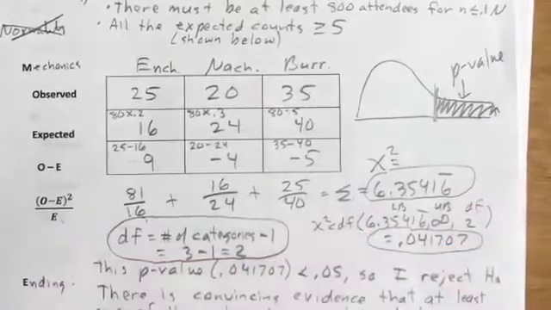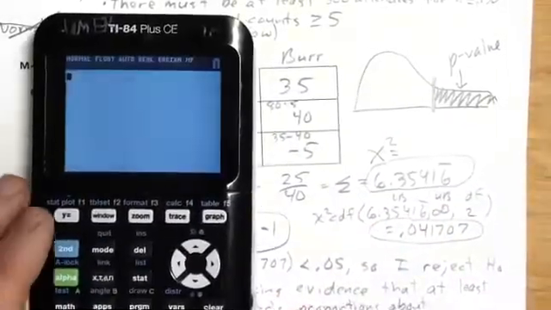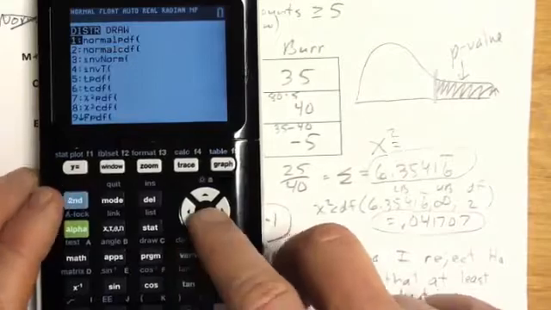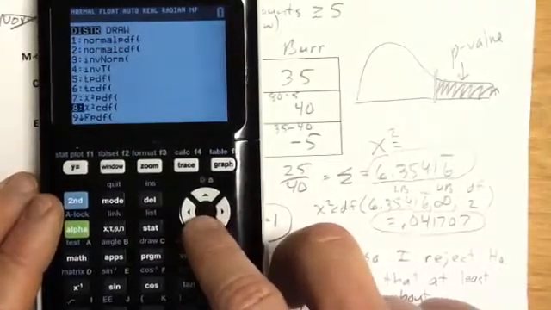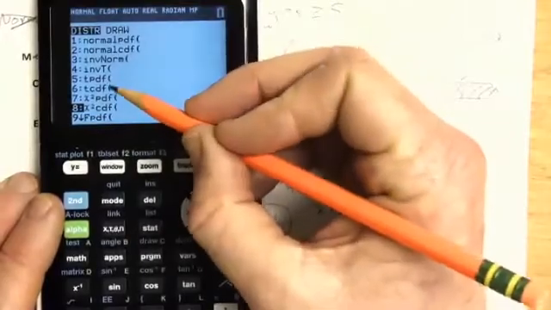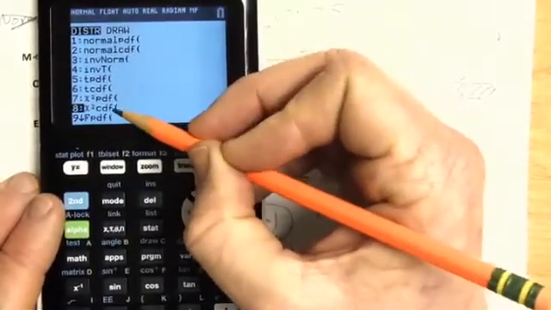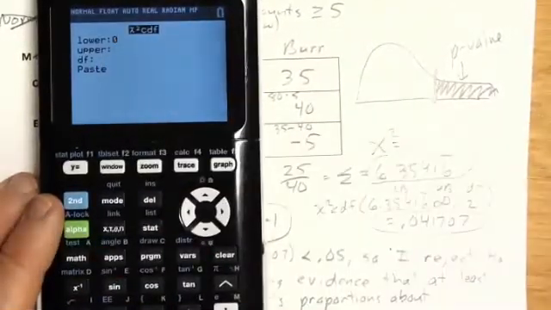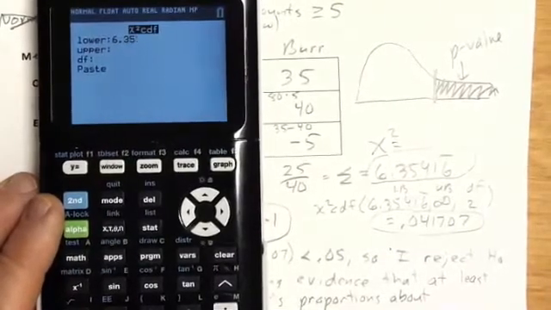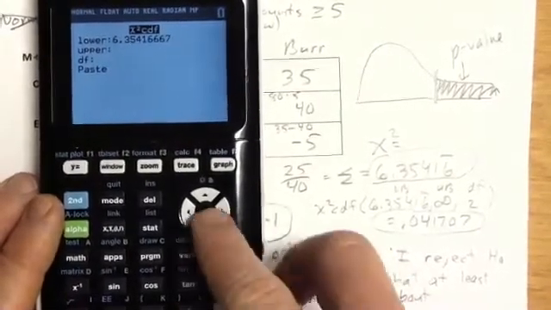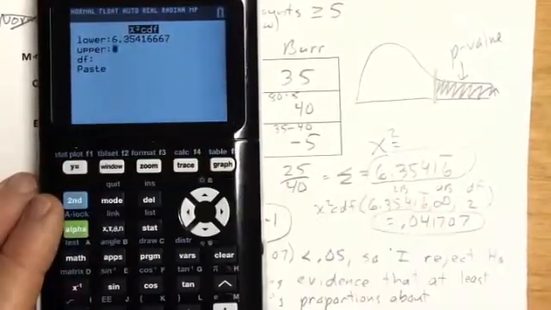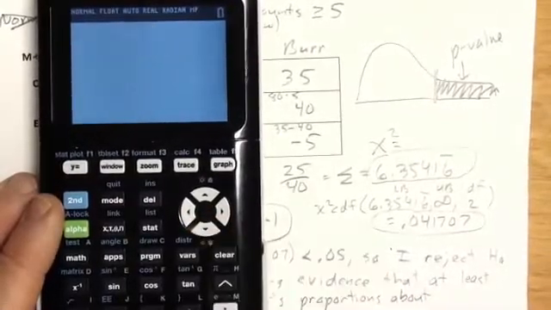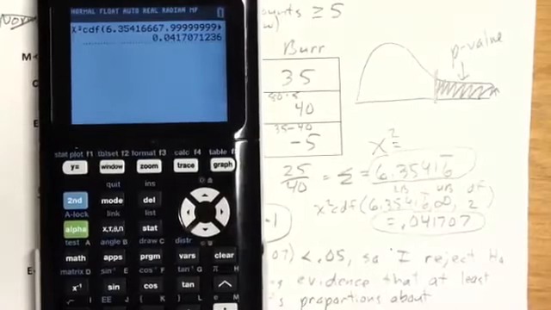We're going to use chi-squared Cdf. So this is how we do that. We're going to go to second distribution, just like normal CDF or t-CDF, and scroll down to chi-squared Cdf right there. Remember the CDF functions are p-value finders. Your chi-squared value always goes on the lower, so in this case it is 6.3541667. The upper value is infinity, so you can just put like 9 billion or something. The degrees of freedom is 2 in this case. And so there's our p-value.